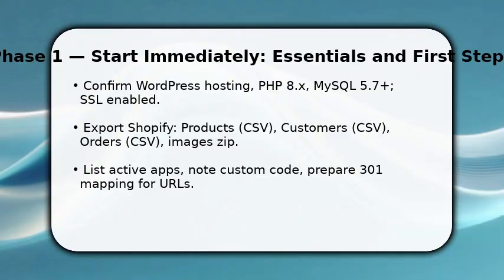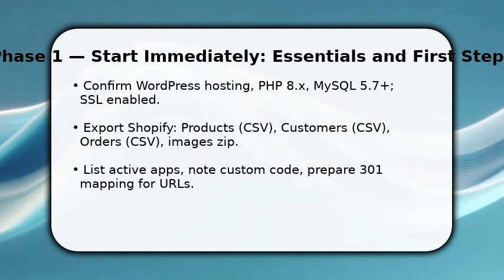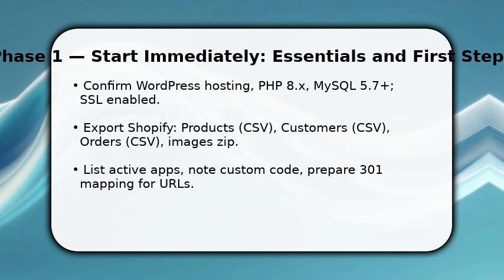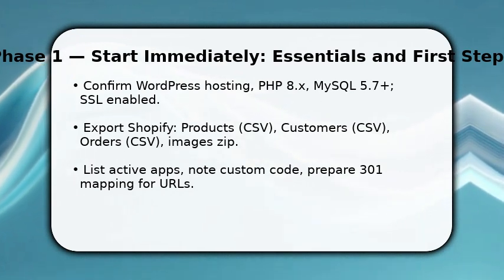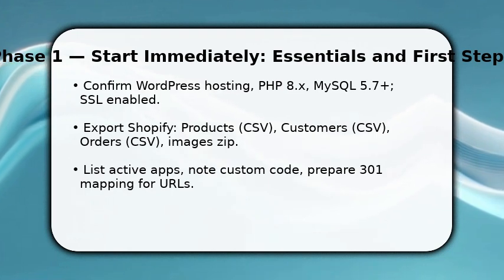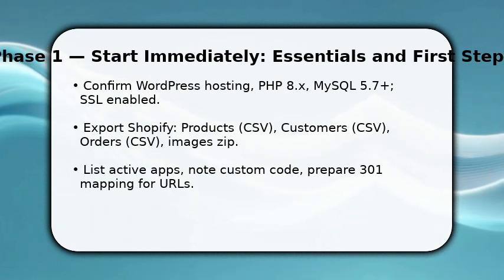Enjoy the video. You start by preparing both ends, get hosting with PHP 8, X and SSL, then export Shopify data immediately. Export product, customer, and order CSVs plus images, don't delay. Make a 301 URL mapping spreadsheet to preserve SEO and document any Shopify apps or custom liquid snippets you must replicate.